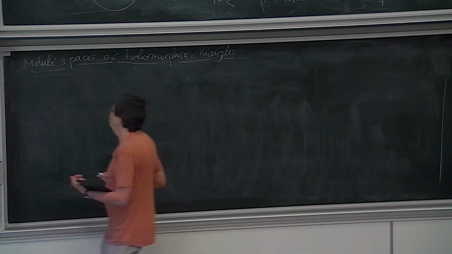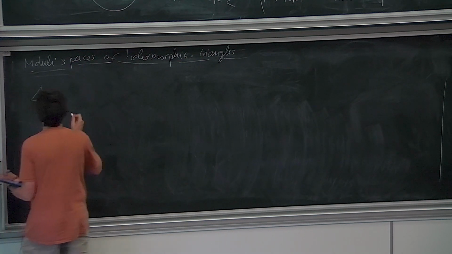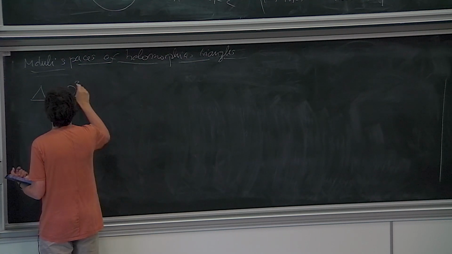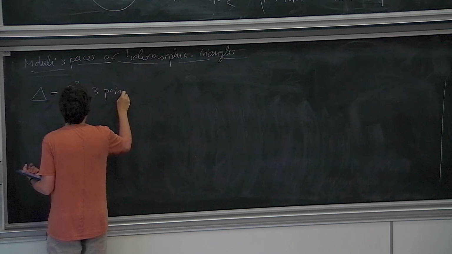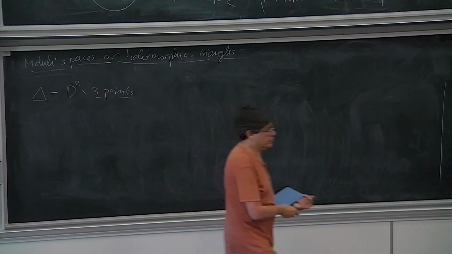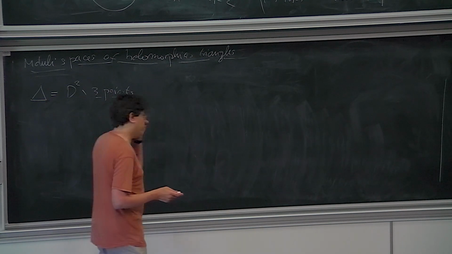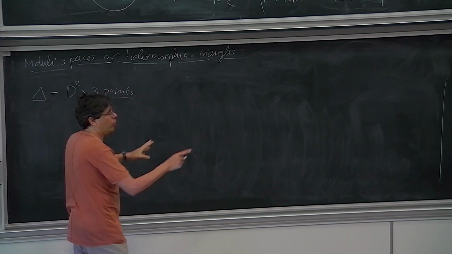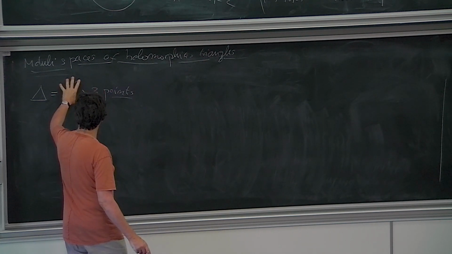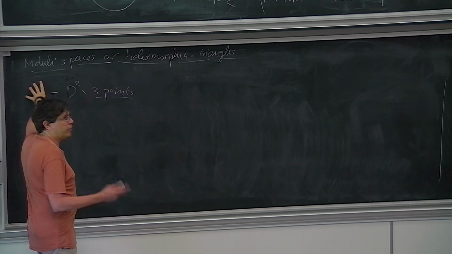So first we start from Delta, which is a disk minus 3 points. As you probably know, the automorphisms of the disk are 3 times transitive on the boundary, and therefore we can just put the 3 points in any position we want. We'll do that and get a fixed complex structure on Delta without automorphisms.